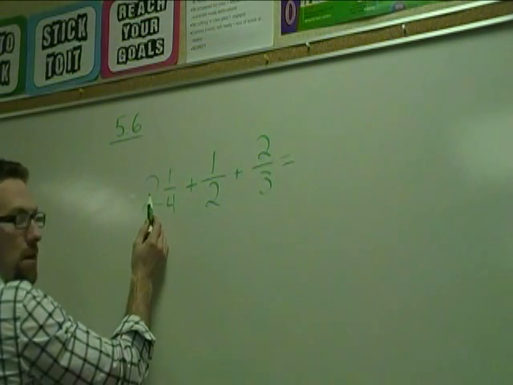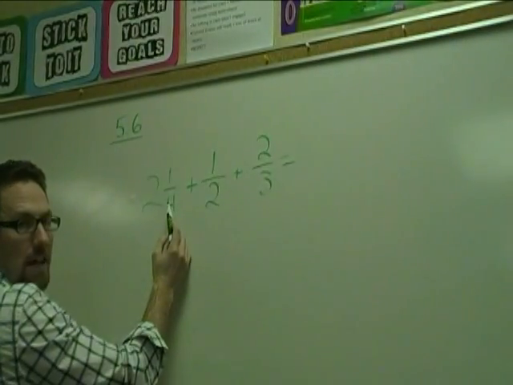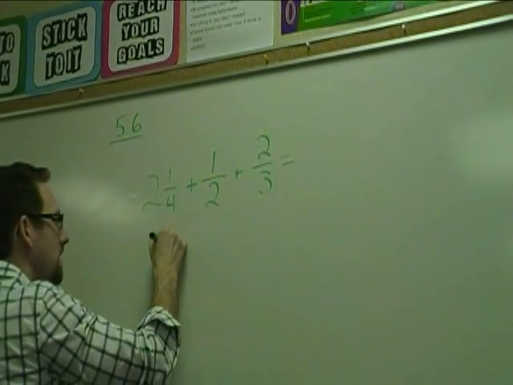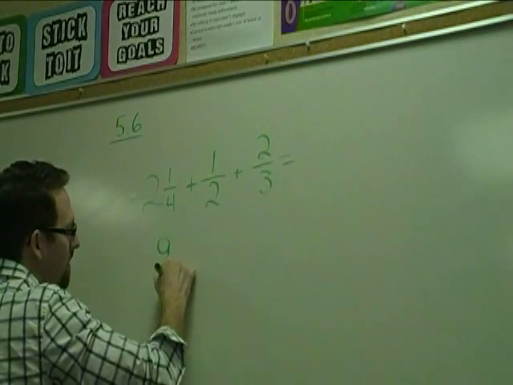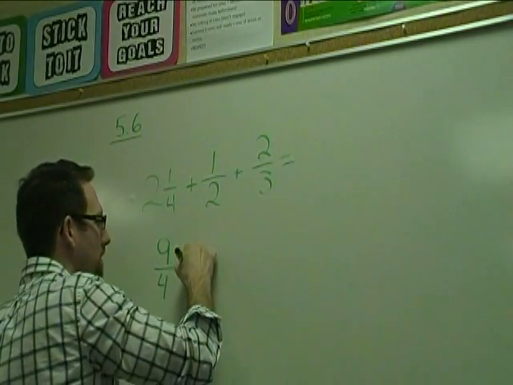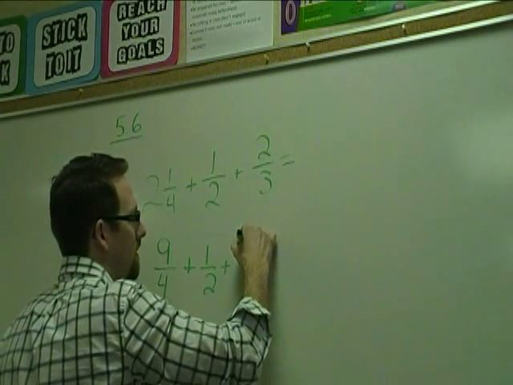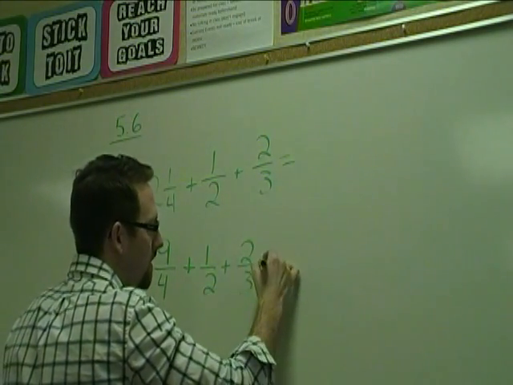You just take this number out here, the whole number, times it by the denominator, so that's 2 times 4 is 8, plus 1 is 9. Denominator stays the same, right? So these are both the same number, I'm just changing form so that I can work with it. Plus a half, plus 2/3.